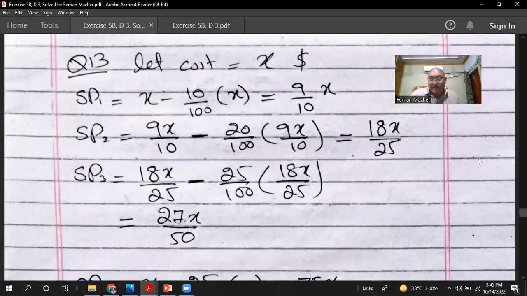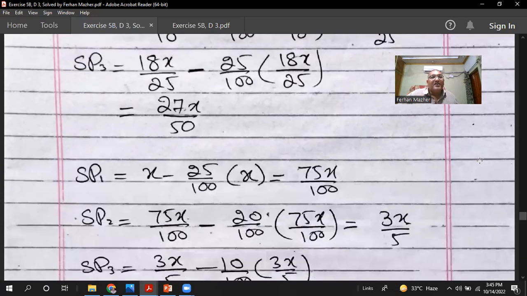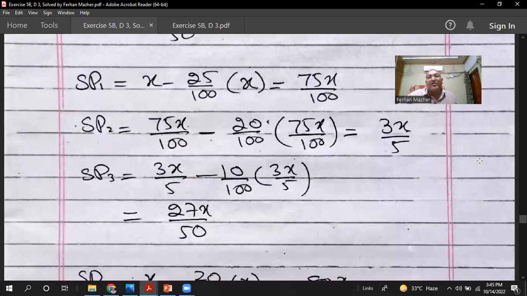That's sale price number 2. So this is further given a 25% discount. So 18x by 25 minus 25% of the 18x by 25. So that will be 27x by 50. So remember this final value which he has to pay. Now we will change the order of that discount. First, we gave them the 10% discount, then we gave him 20% discount, then we gave him 25% discount.